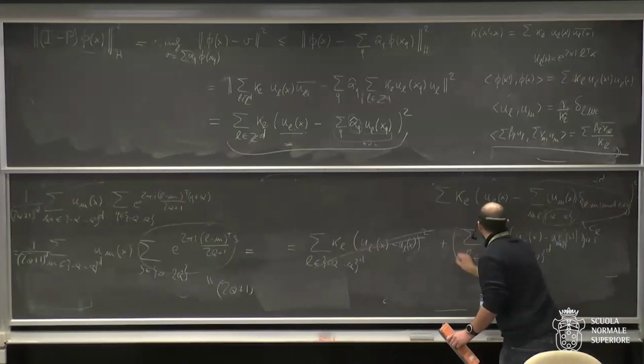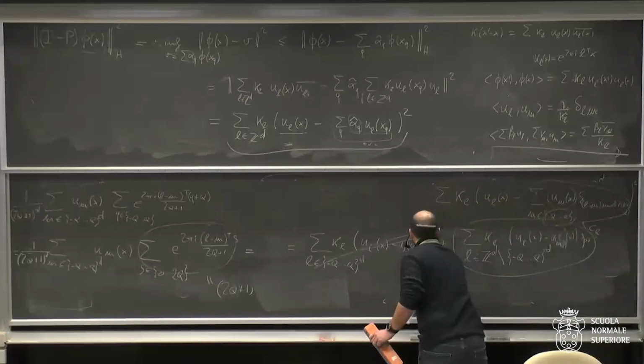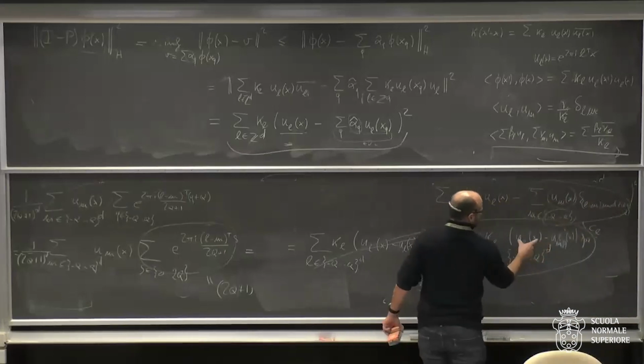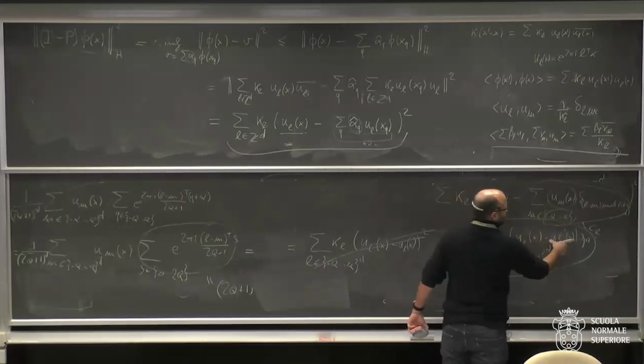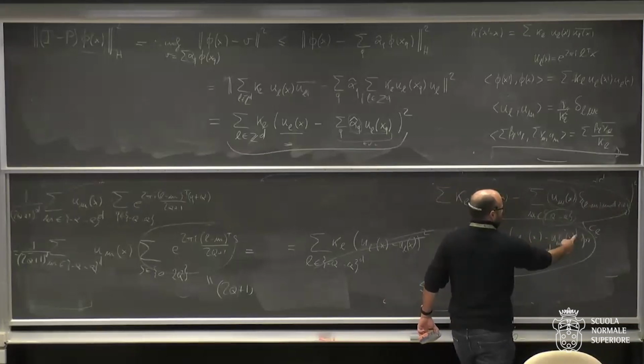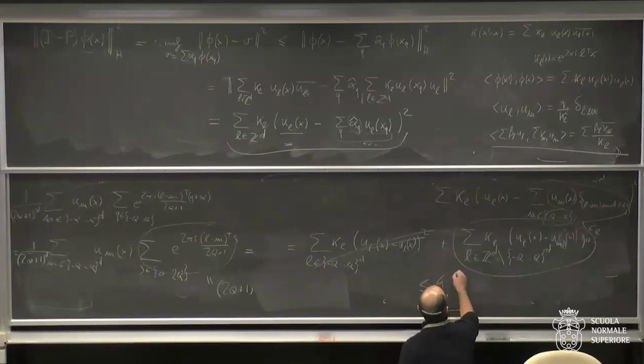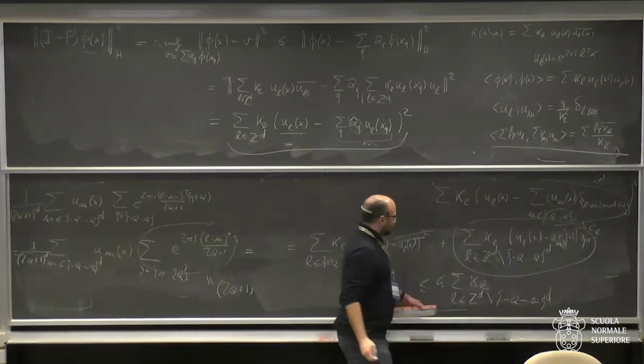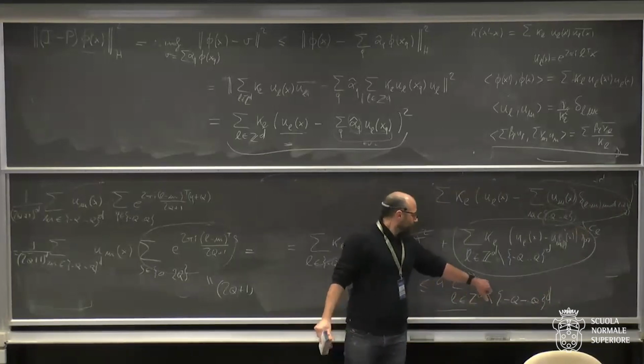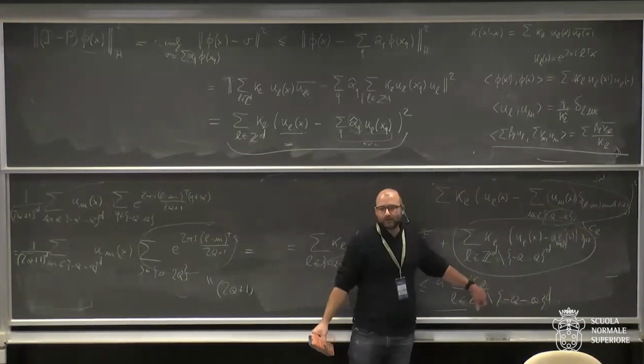So this one is bounded by 1, this is bounded by 1, this is bounded at most by 2, and so to the square, it is just 4 times the sum of K_L with L in Z^d in the complement. Okay, so now to finish this proof, we have just to find a bound for this sum.